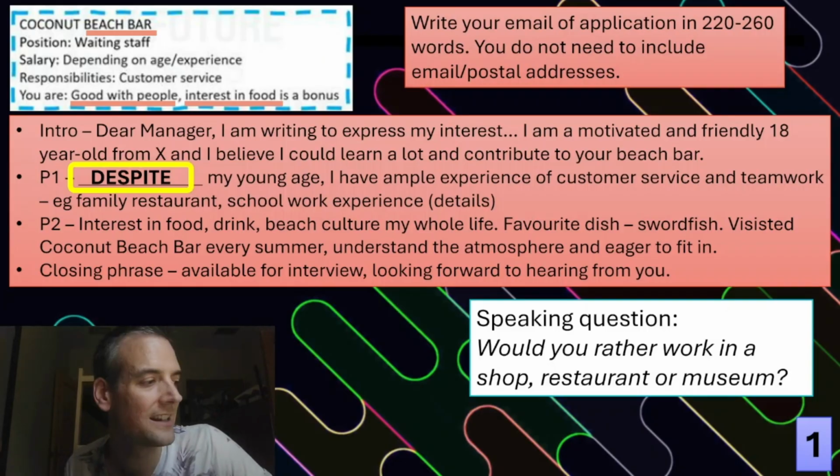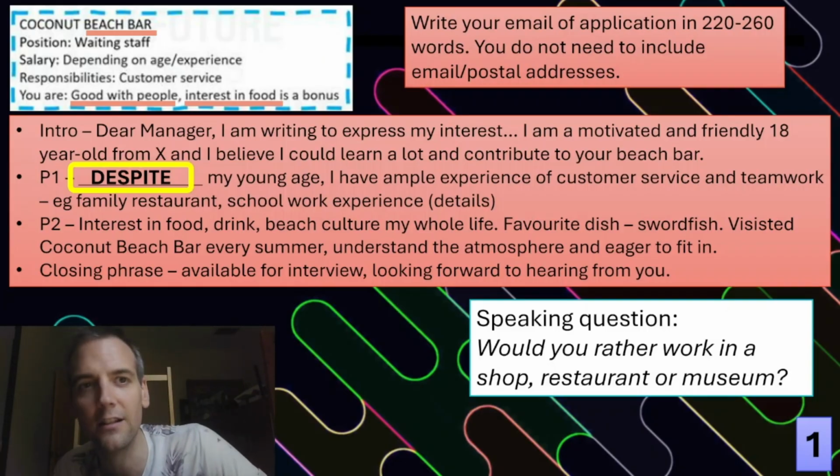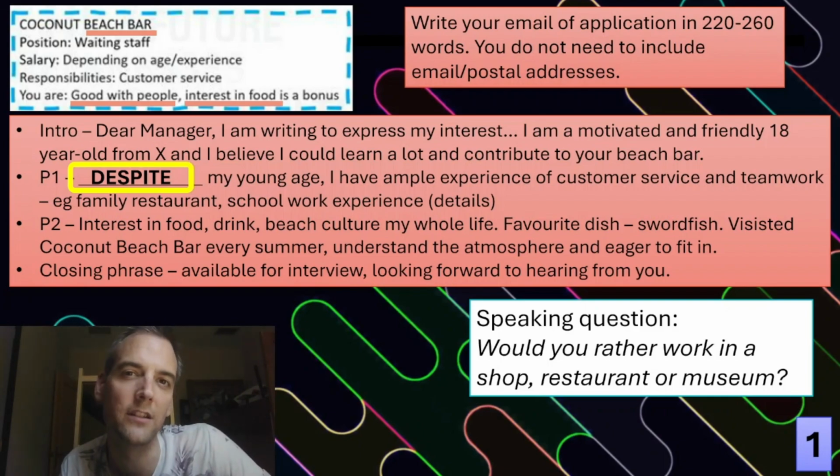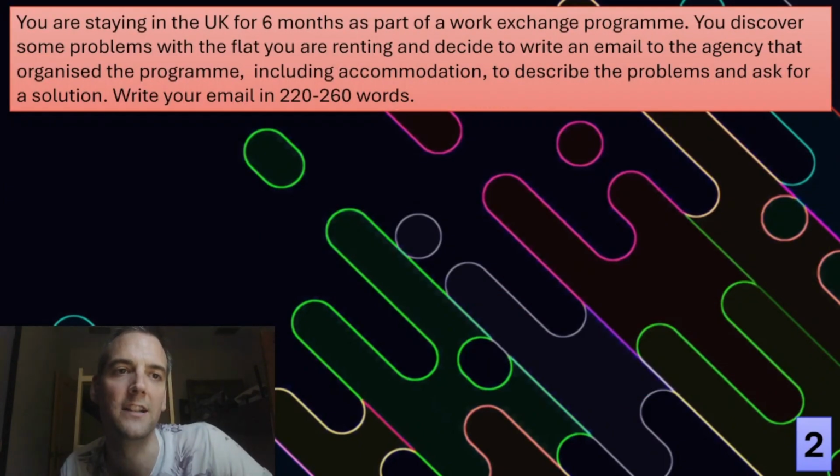Right, let's go a bit faster then. As always, the first one I've done in more detail. Now we're going to move on and look at lots more types of email that you'll get for B2 or C1, but a bit faster.